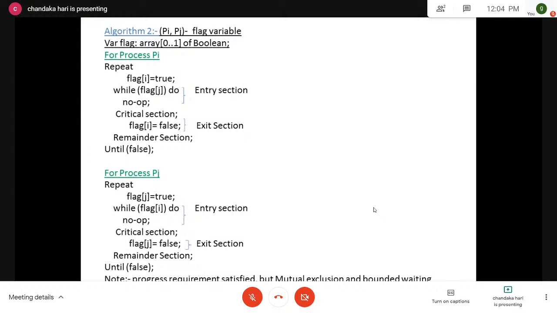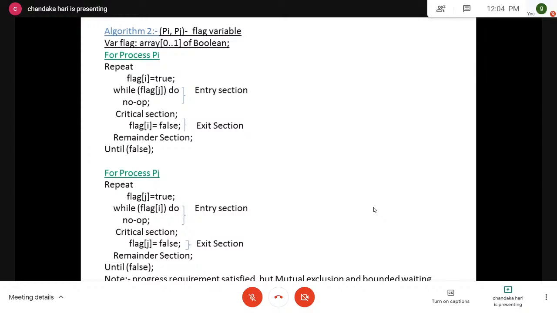Now you clearly observe it. Mutual exclusion is partially satisfied. Why I am saying the word partially, I'll tell you. First of all, I'll tell you how mutual exclusion is satisfied, then I'll explain the word partially. So, flag I is equal to true. Then I'm checking whether flag J is already true or not. In case it is already true, that implies process Pj is already in its critical section, so process Pi is not allowed to continue.